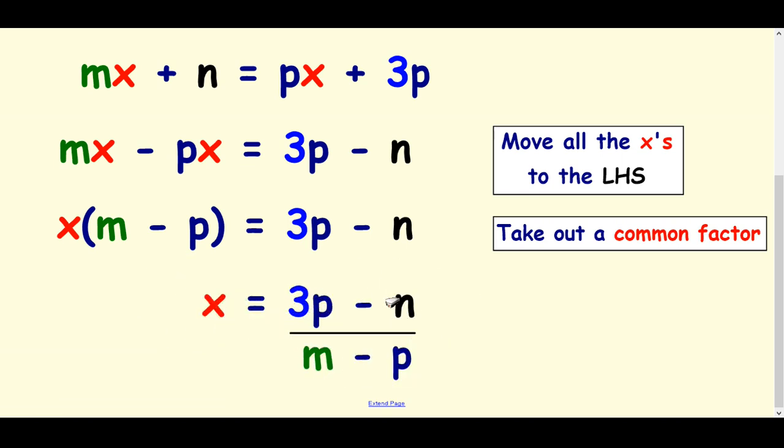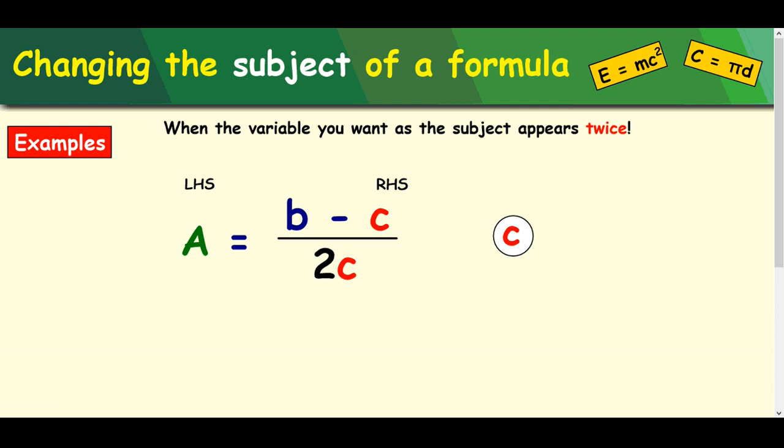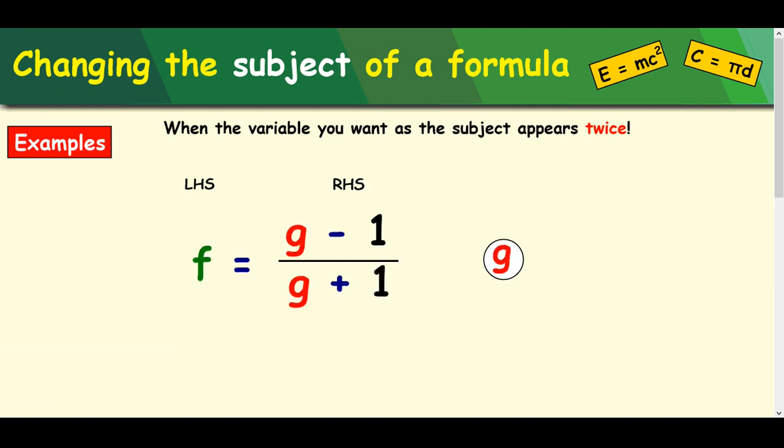Okay, so 3p minus n all over m minus p. And again, you could keep the brackets in if you wanted, or you could remove them like I've done. Okay, two examples to go with fractions in them.